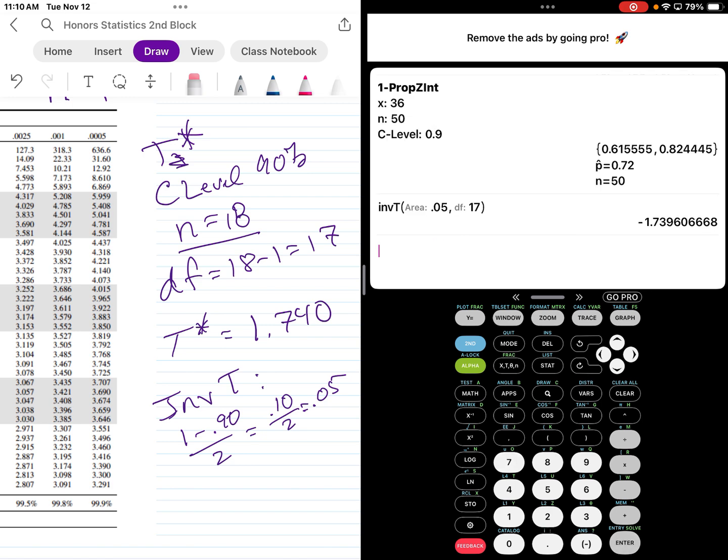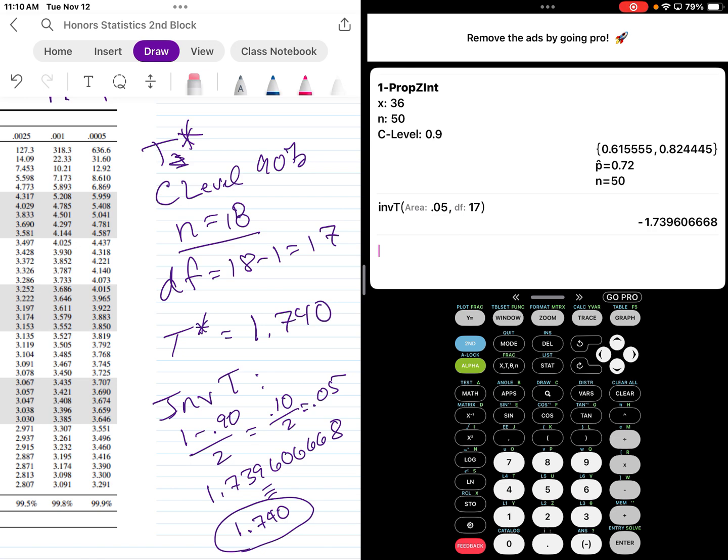Notice how it gives us a little bit more out there. Our calculator says 1.739606668. So when you do this for homework tonight and you choose to use the calculator's inverse T, you've got to round it to the third decimal. So this would give me 1.740, because the 6 makes the 9 go to 10. And that now matches what's on the table. That's what you're going to have to do on your homework tonight for these kinds of T star problems if you choose to use inverse T: round to the third decimal.